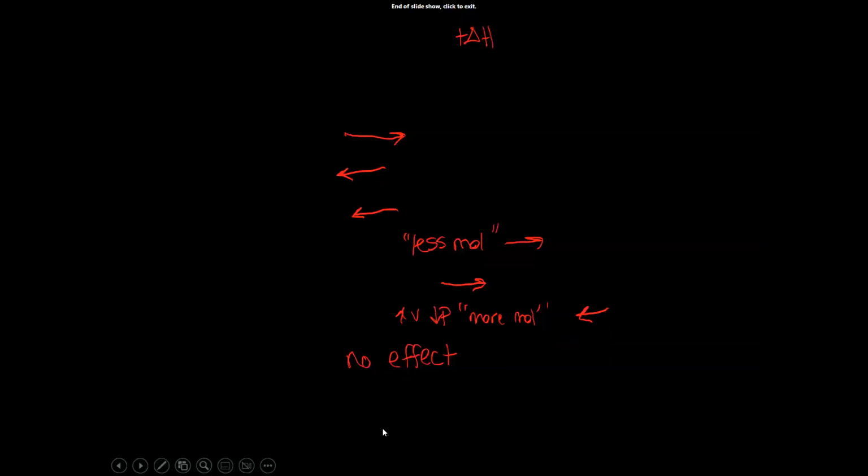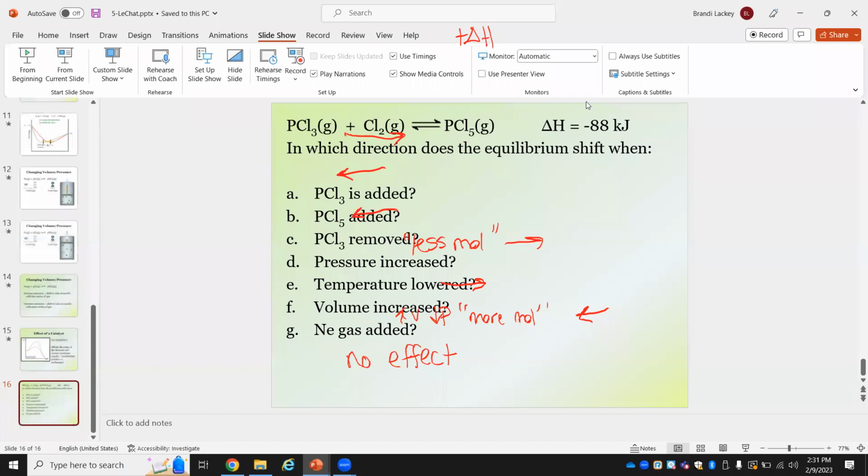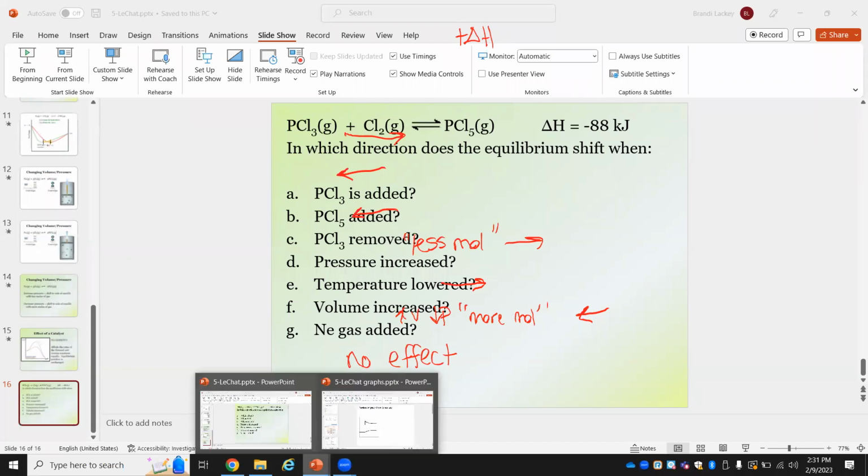I do want to switch over and look at some of the equilibrium graphs.